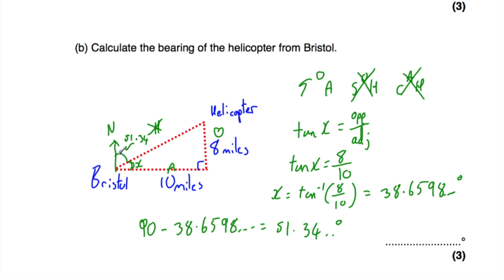Now remember, bearings have to have 3 digits. So I'm going to write it as 051.34. So that means the bearing of the helicopter from Bristol will be 051.34 degrees. And that's it. Okay, let's have a look at our next question.